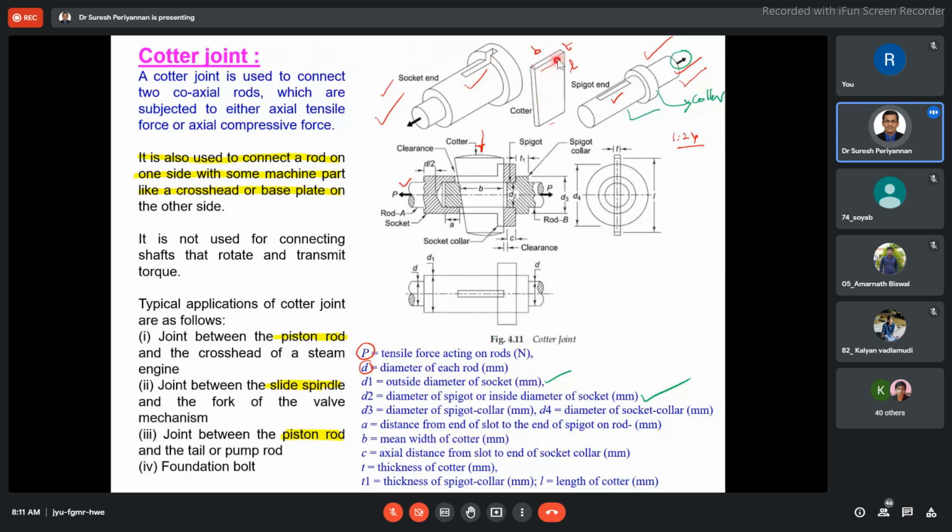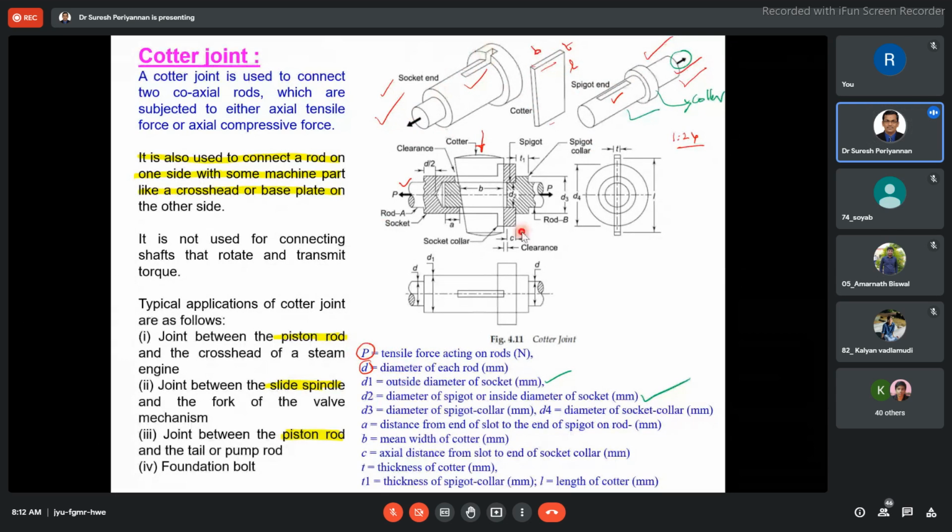The cotter thickness is t, the width of the cotter is b, and the length of the cotter is l. These are important while we discuss the problem. Now let us go through the notations. P is the tensile force acting on the cotter, in the spigot rod at one end and the socket rod at the other end. d is the diameter of each rod, and d1 is the outer diameter of the socket.